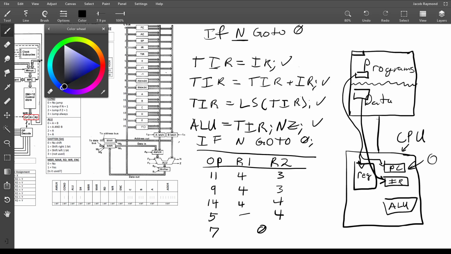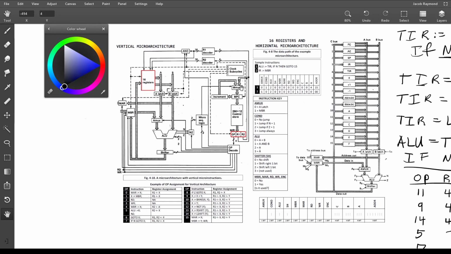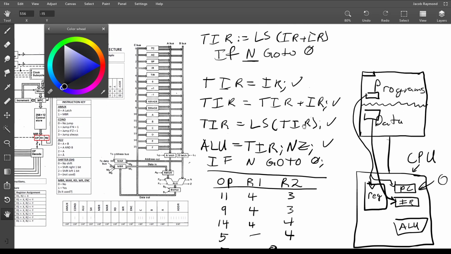With this architecture, it's a little bit bizarre because there is the PC register here, but at the same time, there's also this MPC register, which I'm not quite sure what it is. This architecture is a little bit bizarre. It's not quite what I'm used to seeing, but it doesn't really matter. All that matters is that this is the general model.